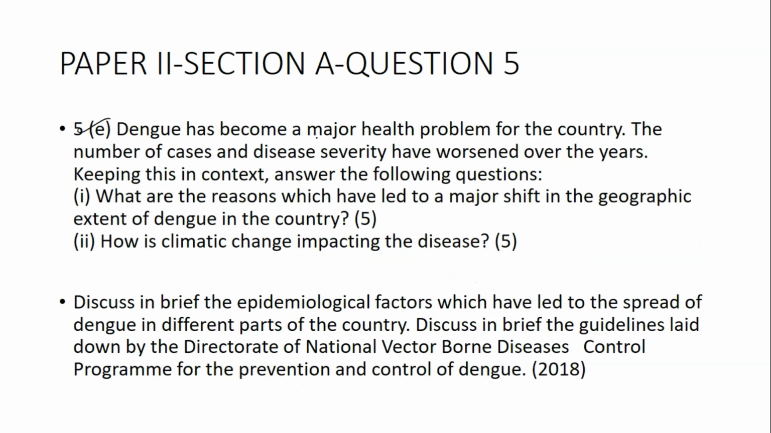Now question 5, dengue, a major health problem, 2018. It's covered in the test series also. Epidemiological factors were given in the most recent handout, maybe 1 week before the exam. What are the epidemiological factors? The temperature change, and the extrinsic incubation period of the mosquito is coming down. Because of global warming, mosquitoes are feeding a lot, and the incubation period has come down. That's the reason there is rampant spread.